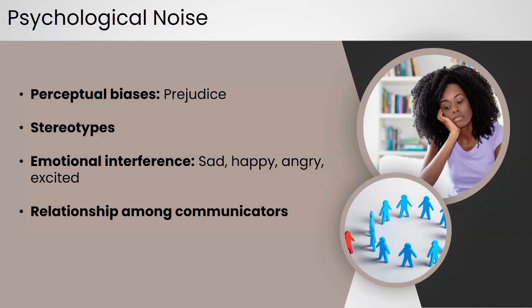Emotional interference. Sometimes as humans, we may be sad, and that affects the understanding of the message or the sending of the message. For example, let's say a lecturer comes to work when they are very angry. Maybe they are angry with their child, maybe the child failed in class.